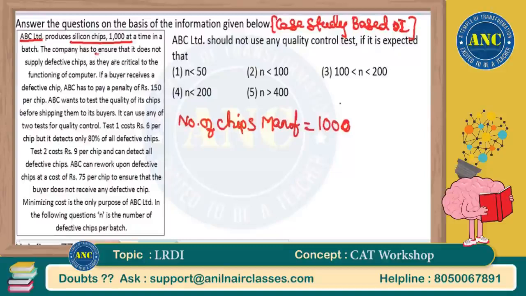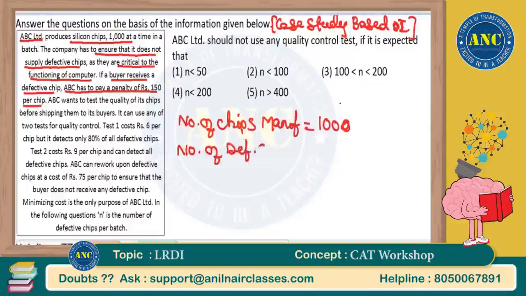The company has to ensure that it does not supply defective chips, as they are critical to the functioning of a computer. If a buyer receives a defective chip, ABC has to pay a penalty of 150 per chip. So, the number of chips manufactured is 1000. The number of defective chips is given by N. N is the number of defective chips per batch.